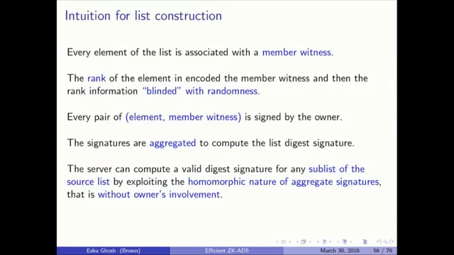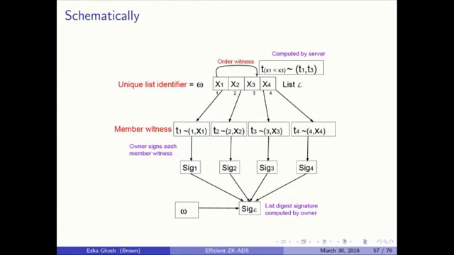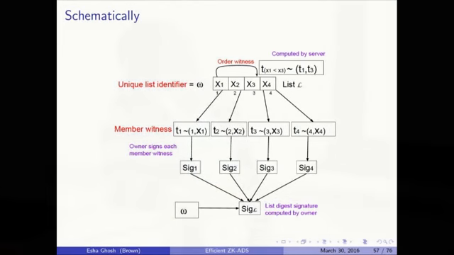Okay. Now for the list construction. What is the basic idea of the list construction? It is that for every element in the list, we are going to associate a member witness with it. Maybe the picture is better. So if you have this set x1 to x4, for every element there is a member witness, which is some blinded version of the information of its rank in the set and the element itself.